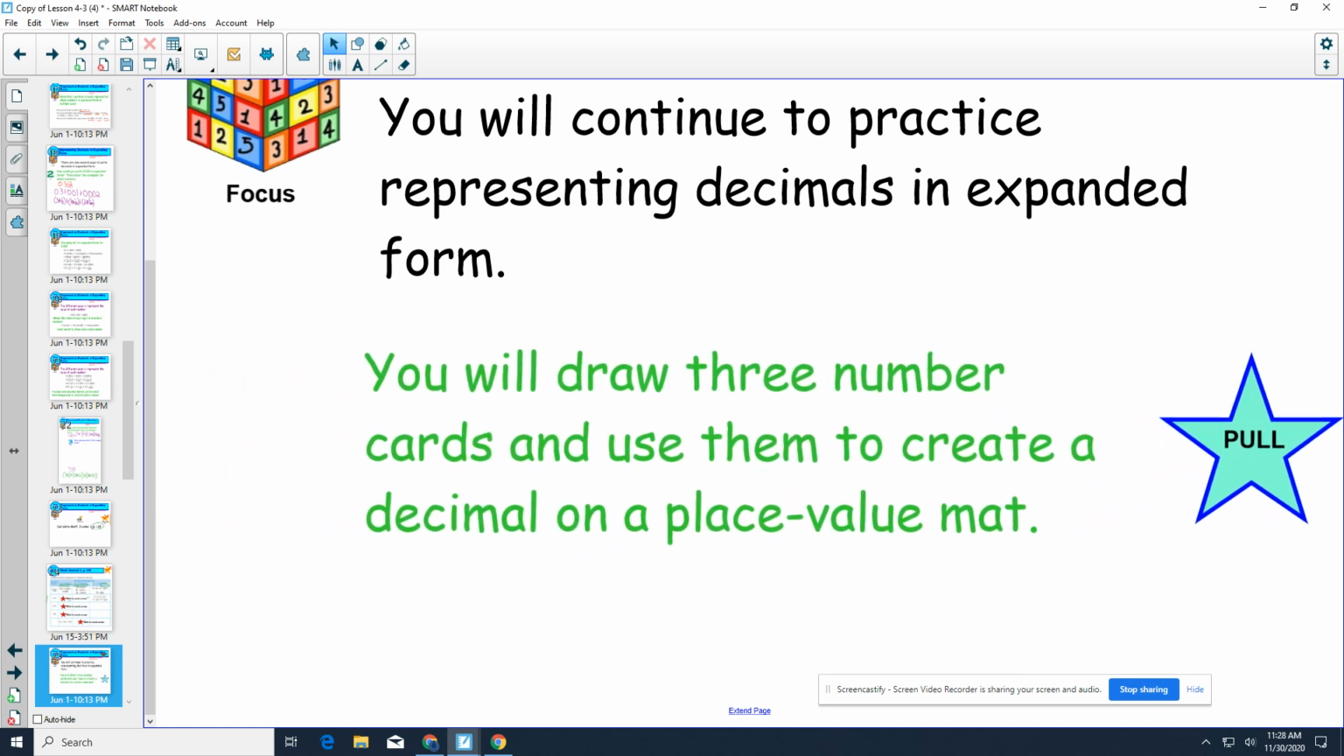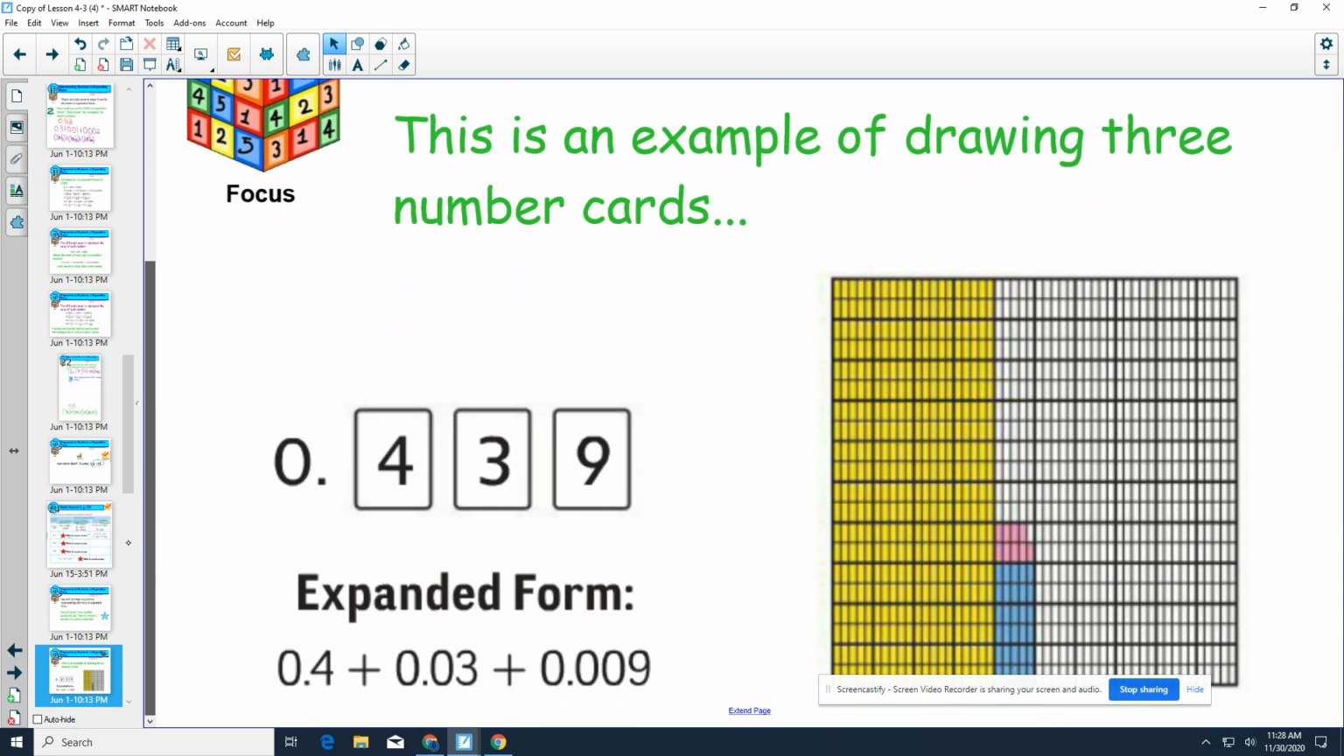You will draw 3 number cards and use them to create a decimal on a place value map. Okay, so you could just pick 3 numbers there. As you can see, so we got 439 thousandths, right? We wrote an expanded form, so you can see there's 1 row, 2 rows, 3 rows, 4 rows of hundreds. So that gives us our 4/10ths or 400 in the 439. And then you can see we colored in 3 whole squares of 10. So that would give us our 300ths or 30 thousandths. And then we colored in 9 rectangles, so that would be 9 thousandths.